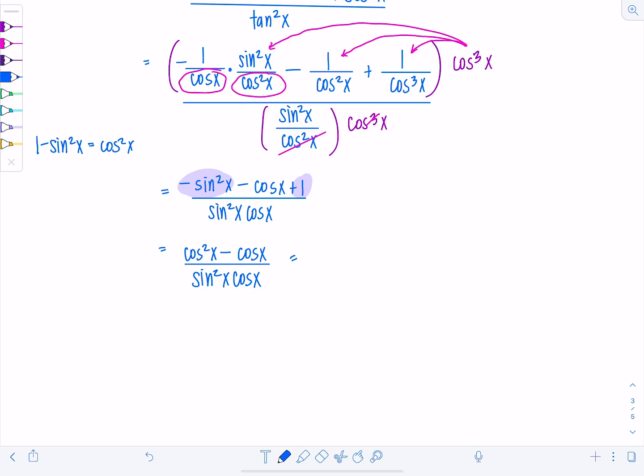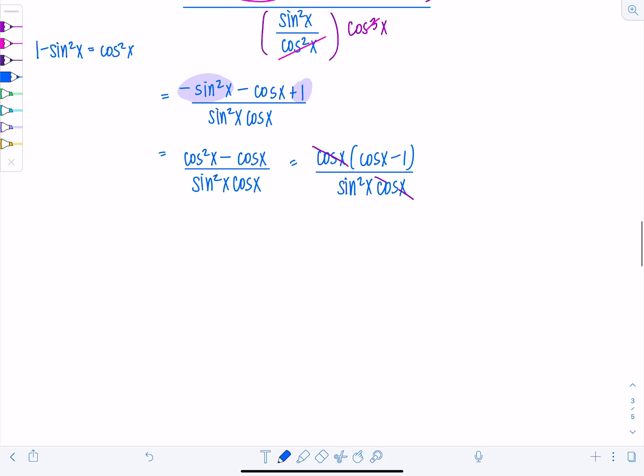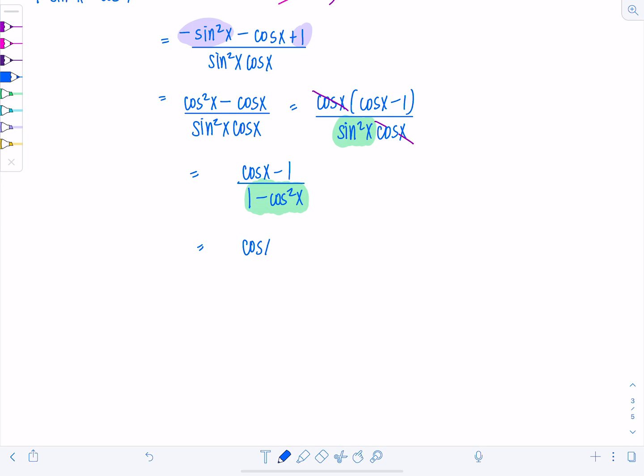We can factor out a cosine x from the numerator and cancel. So cosine x times cosine x minus 1 over sine squared x times cosine x. Cancel, cancel. Very fun. So now we have cosine x minus 1 over sine squared x. But can't I replace sine squared x with 1 minus cosine squared x? Yes, I can. And that factors, that's a difference of squares. So we have cosine x minus 1 over, the denominator is going to factor into 1 minus cosine x times 1 plus cosine x. Anything else you notice we can cancel?